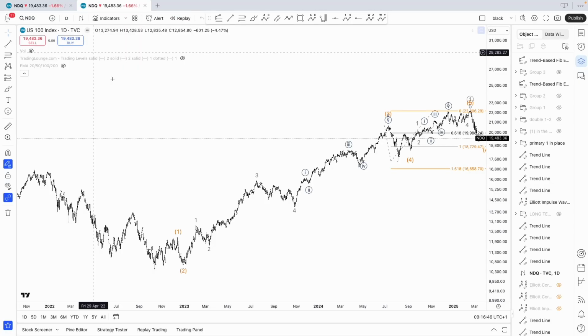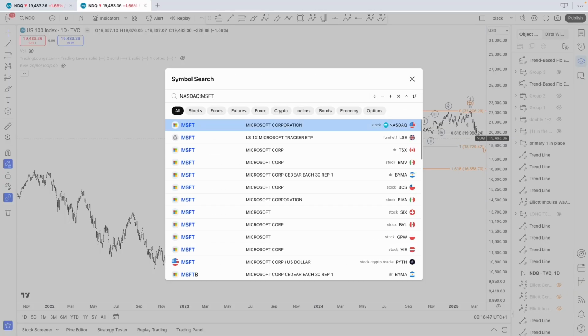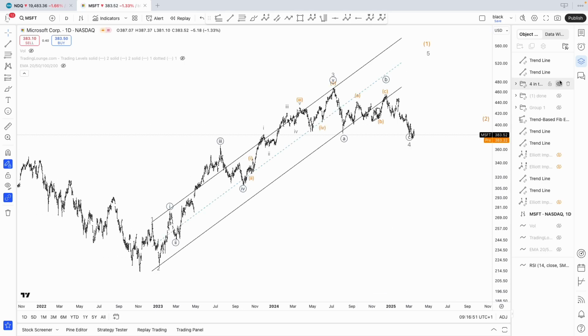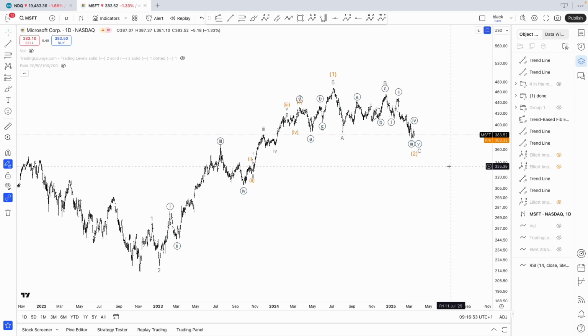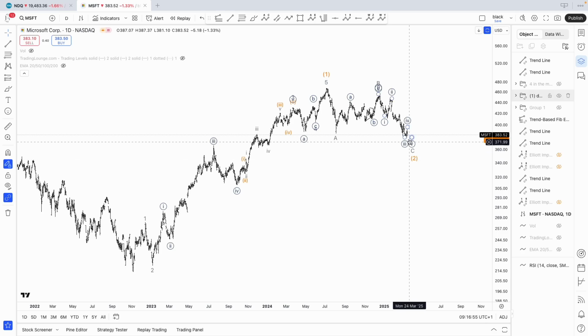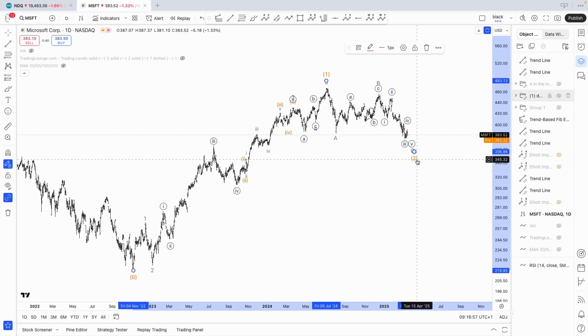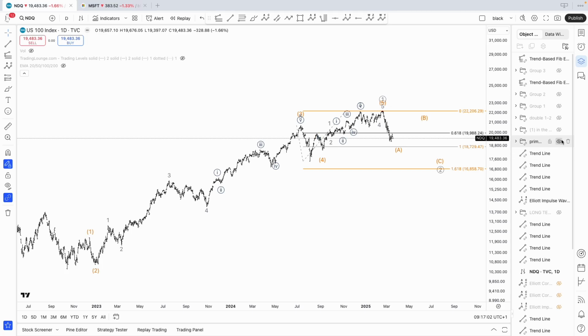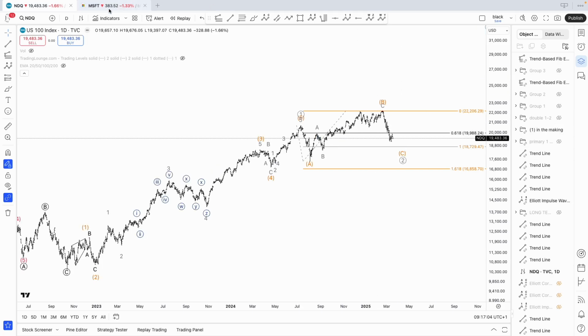I don't want to waste too much of your time, but just a quick look at Microsoft. With my count, what I'm saying is my preferred count, is that we are close to a bottom here, a bottom being the end of the correction, right? The end of the correction.